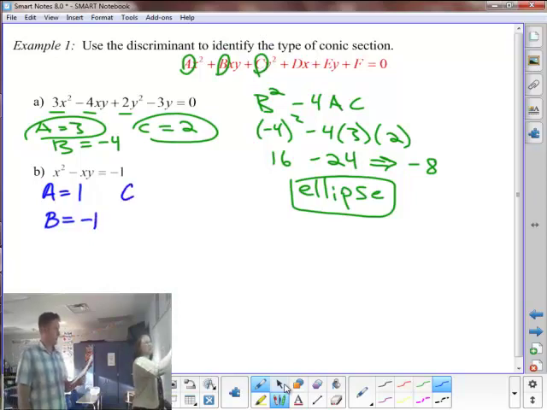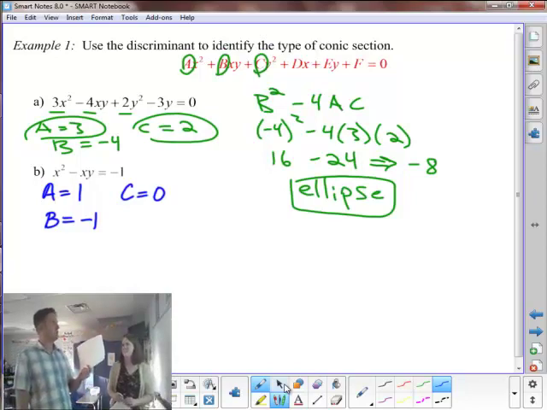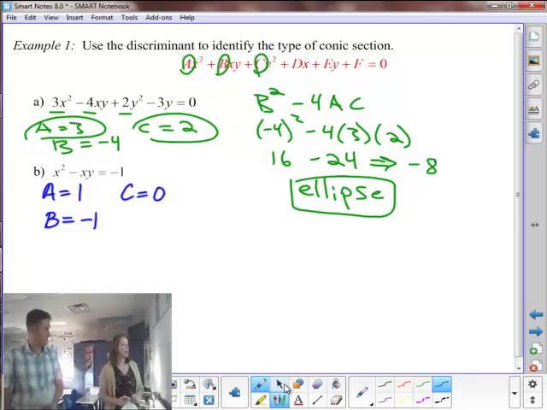So the A is the coefficient of the x squared. That's a 1. The B is going to be the coefficient of the xy term, so that's a negative 1. I don't see a y squared. So it's nothing. Is it 0? It has to be 0, because we could add 0 y squared if we wanted to, and that wouldn't change the problem. But it would give us a C value of 0.